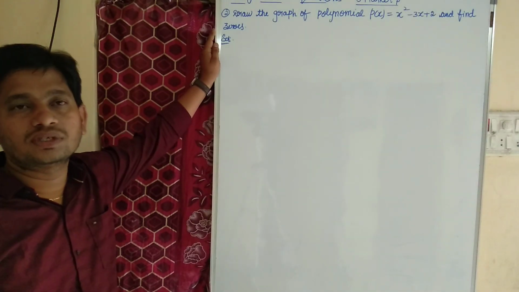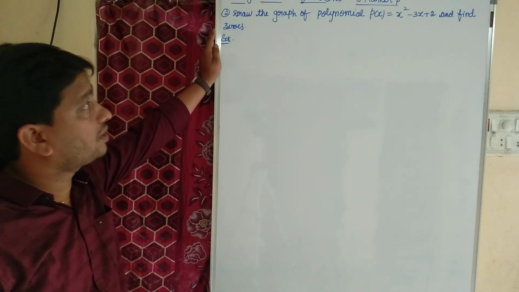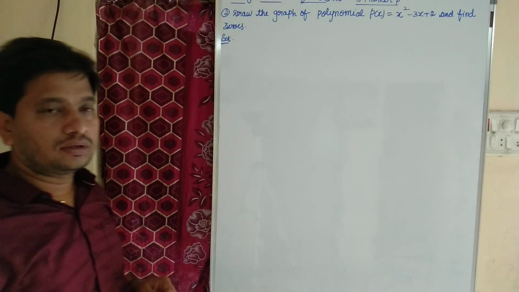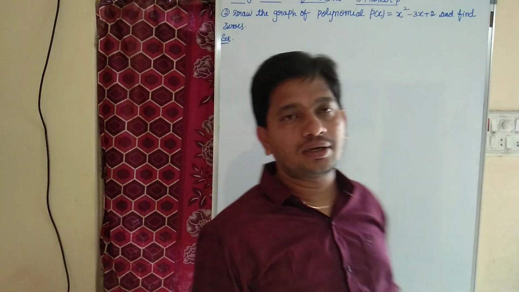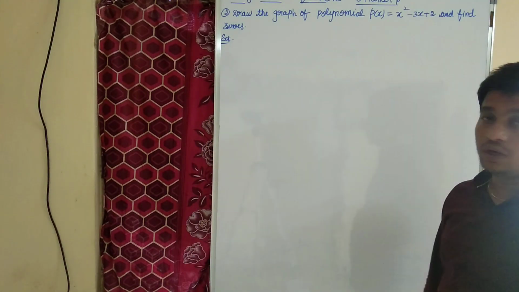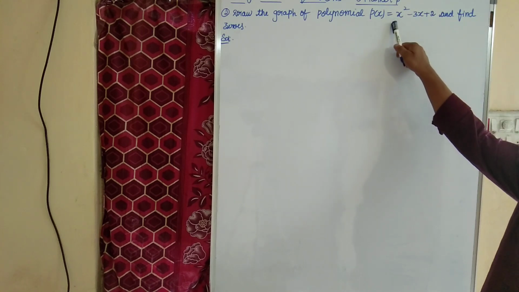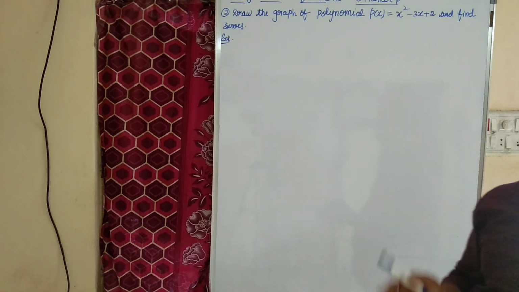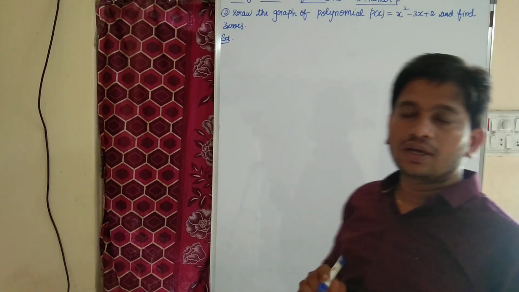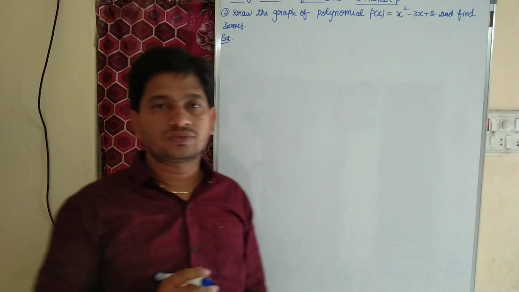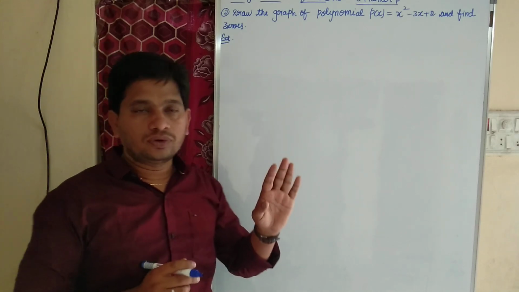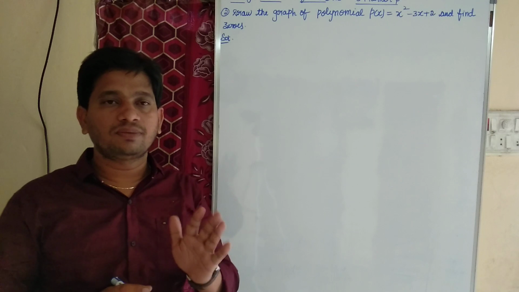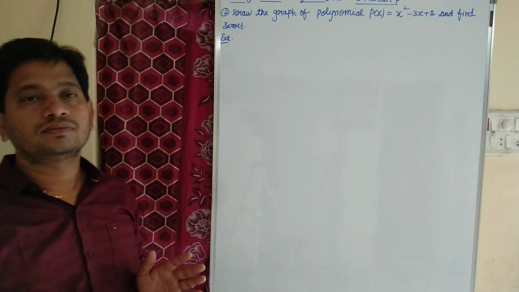Now, coming to the second 8 mark question. This question is from chapter number 3, polynomials. Yes, children, this is also a damn sure question. Draw the graph of polynomial p of x equal to x square minus 3x plus 2 and find the zeros. Graph is a compulsory question. If you do these two sums, this type of two problems, 16 marks. It's not a joke.